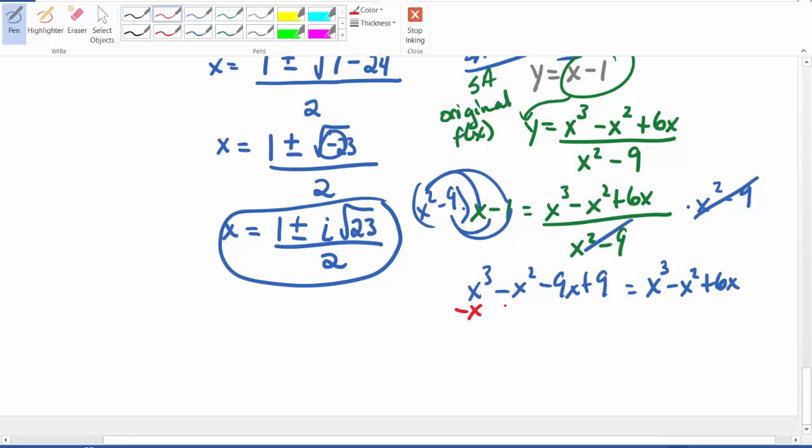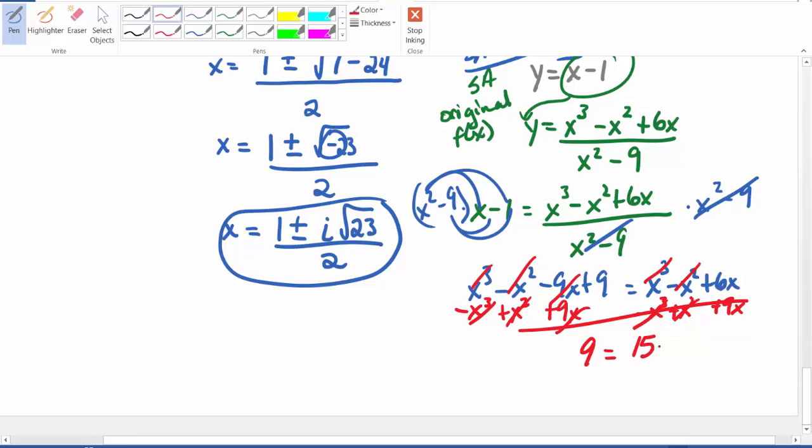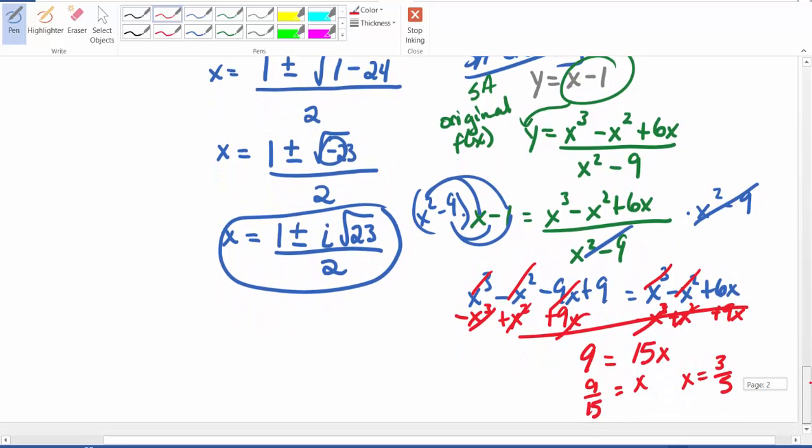If we subtract x cubed from both sides, they're gone. If we add x squared to both sides, those are gone. We'll go ahead and add 9x to both sides, that way 9 is just by itself. We then end up with 9 is equal to 15x. So it looks like this cross is happening at 9/15, or x is equal to 3/5. We would then have to throw that in to find our y value, but the main idea here is that it is crossing that slant asymptote.